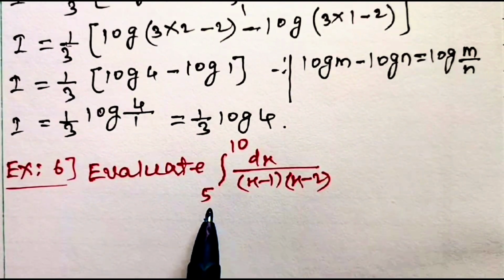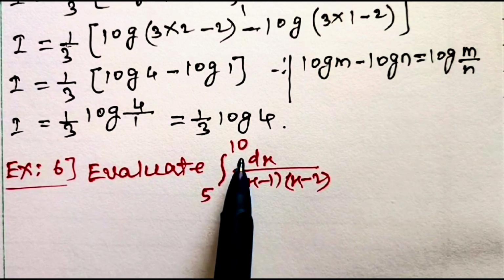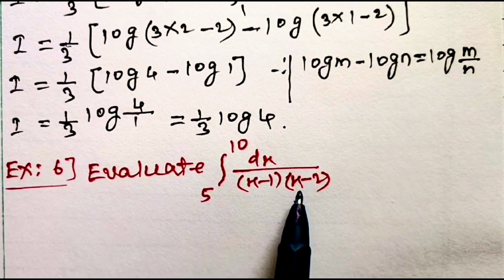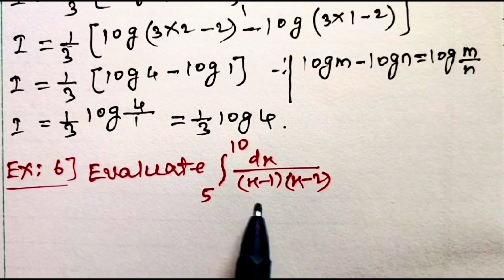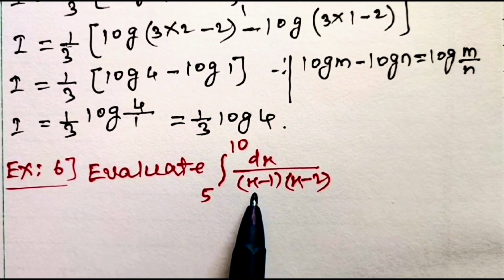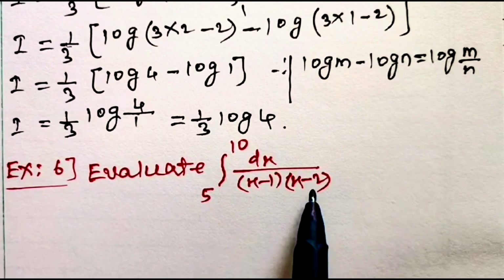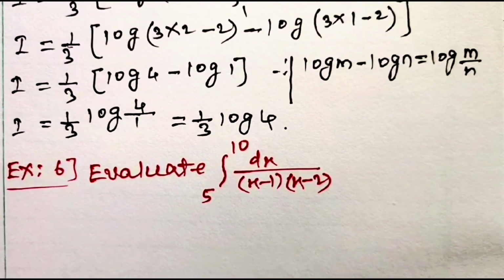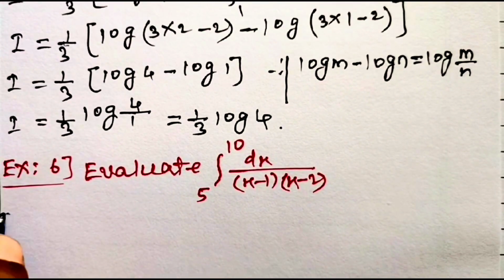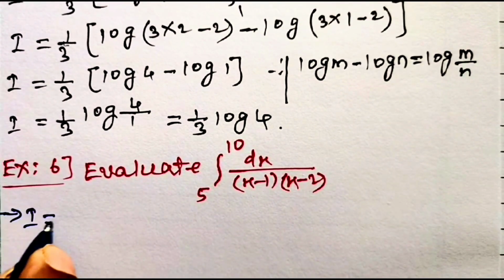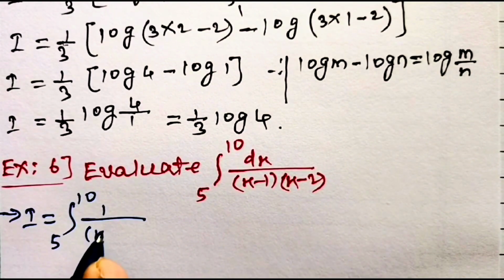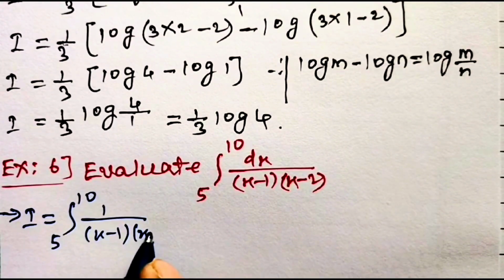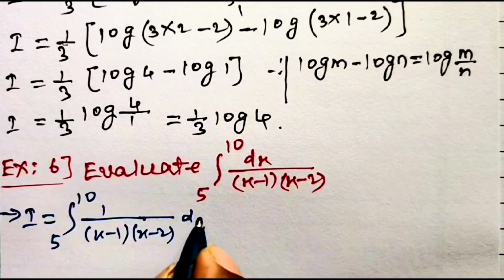Evaluate the integral from 5 to 10 of 1 upon x minus 1 into x minus 2, with respect to x. Here the denominator has two linear factors: one is x minus 1 and another one is x minus 2. Here we have to find the partial fractions, applying the simple method. So first of all, I is equal to the integral from 5 to 10 of 1 upon x minus 1 into x minus 2, with respect to x.